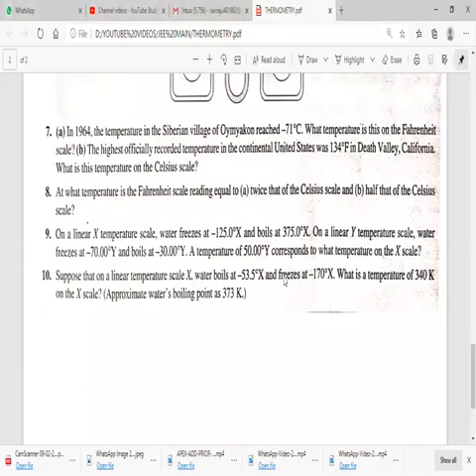Question number B is, the highest officially recorded temperature in the continental United States was 134 degree Fahrenheit in Death Valley, California. What is the temperature on the Celsius scale? The same, similar, simple question. They have given in Fahrenheit the number and you have to convert it into Celsius. Then again the same thing, C by 100 equal to F minus 32 by 180.